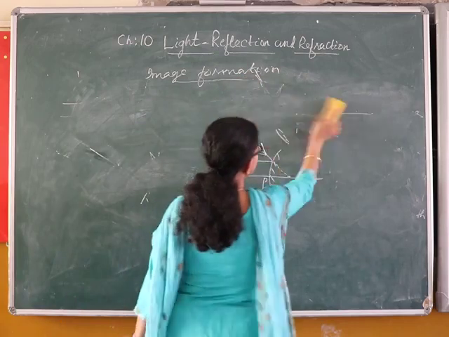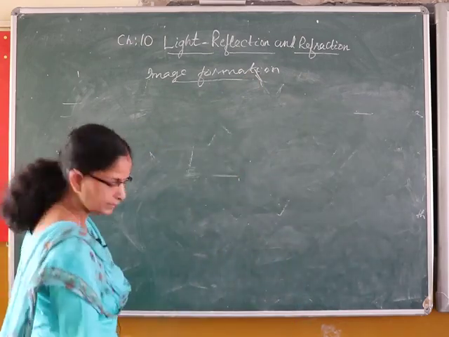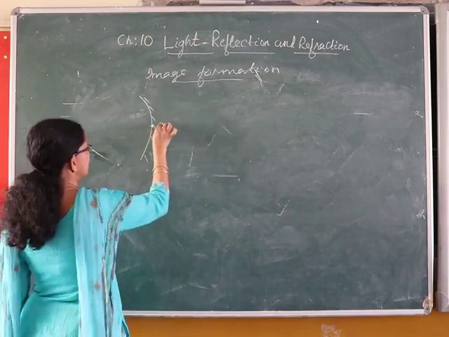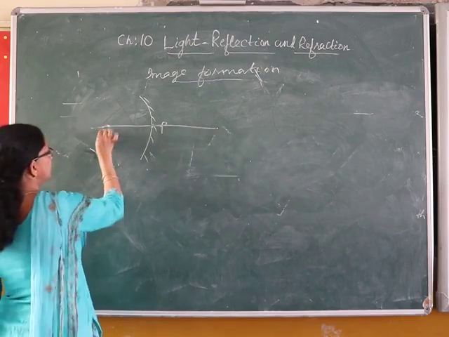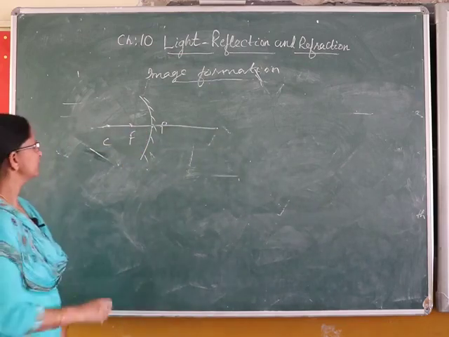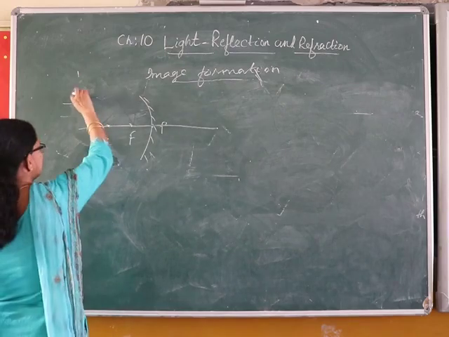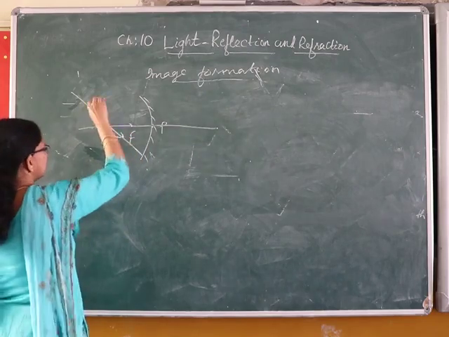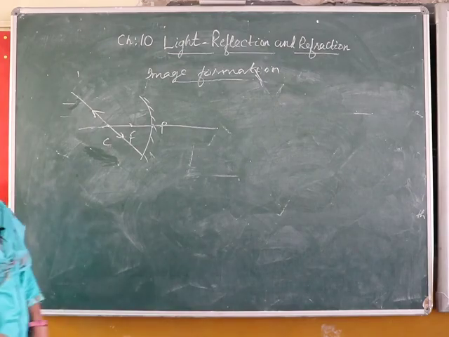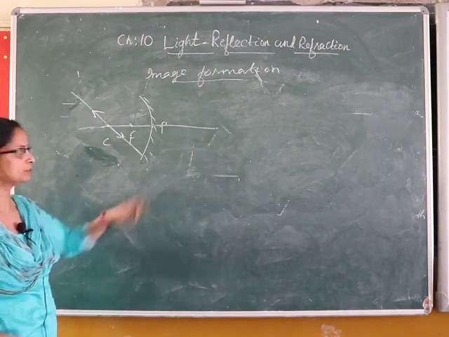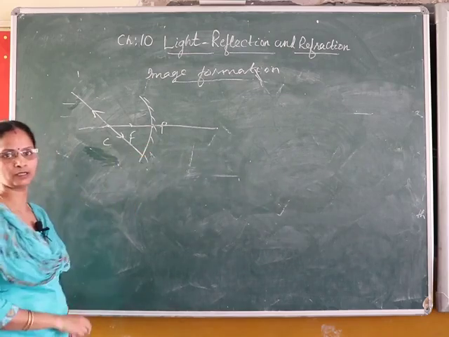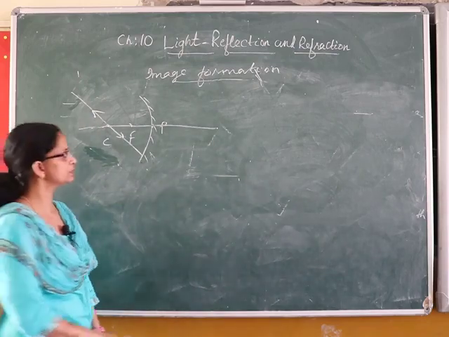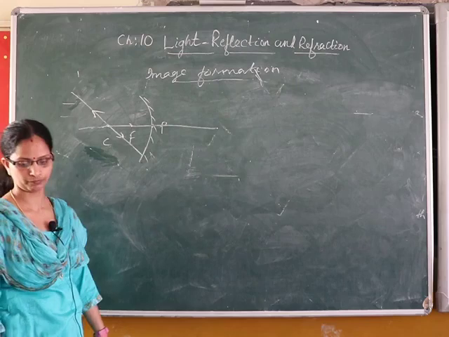Now, the third ray we can consider is this: if a ray strikes on the mirror through the center of curvature, this ray bounces back through the same pathway. If a ray strikes through the center of curvature to the mirror, this ray reflects back through the same pathway. This is the same for the convex mirror also.